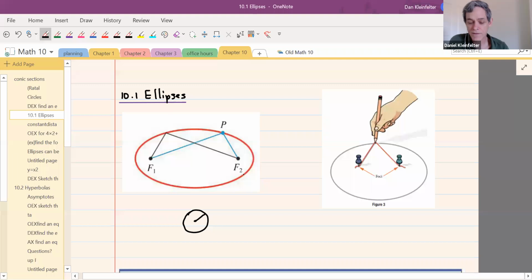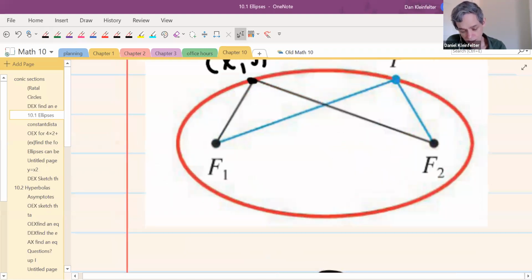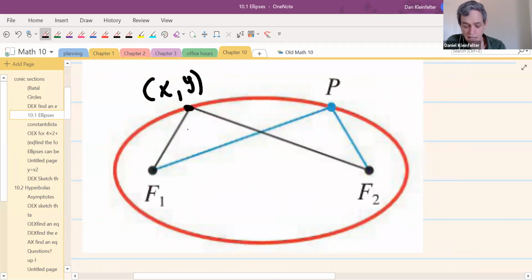them F1 and F2, and we want to consider all the points where the sum of the distances from F1 to a point on the ellipse, we'll call that X, Y, the distance from F1 to XY plus the distance from XY to F2, that is constant. So what you're seeing here, the little two black line segments, the length of those two is the same as the length of the two blue ones taken together.